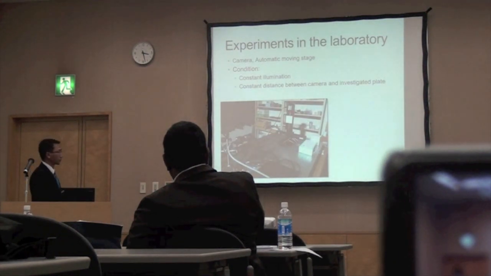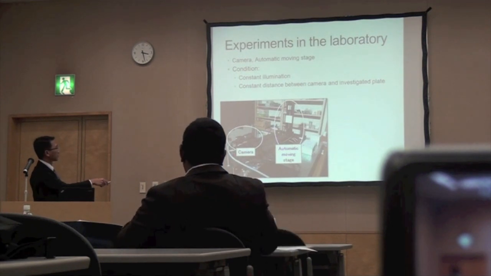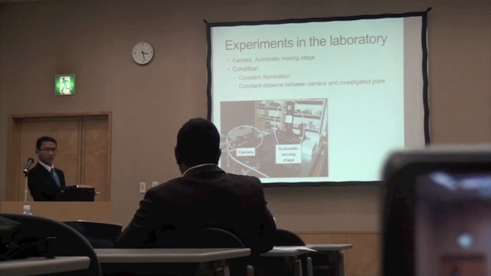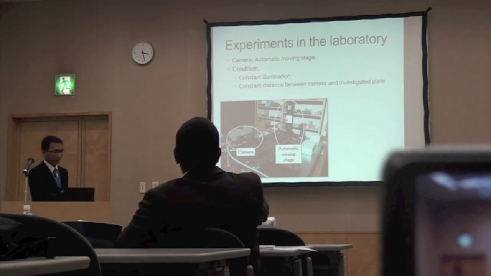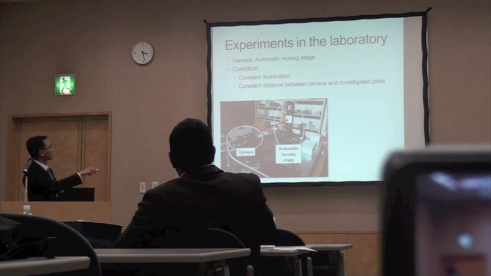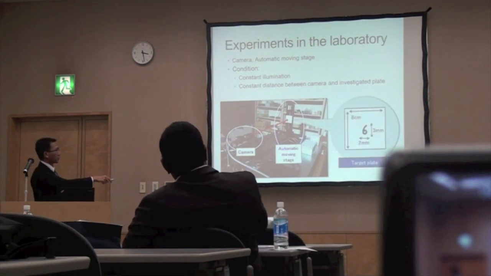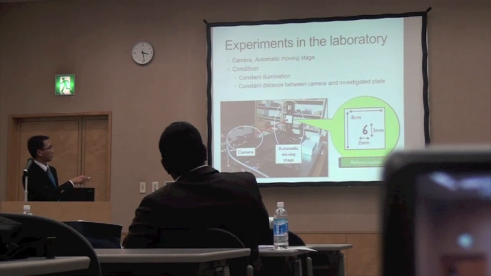This is what we have in the laboratory. We have a camera and an automatic moving stage with a constant distance between the camera and the stage, and constant illumination because we did it in the laboratory. After that, we put a 3 by 3 millimeter plate here, as well as a reference plate, on the automatic moving stage.